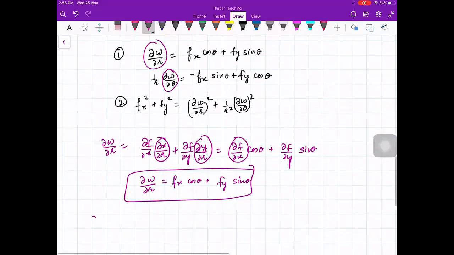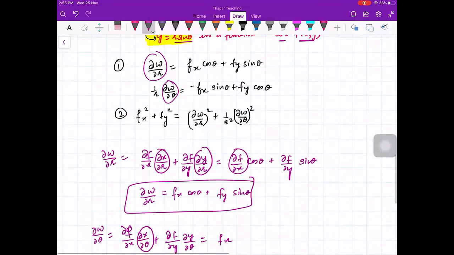Okay. Now you have to prove curly w by curly theta. So curly w by curly theta will be curly f by curly x times curly x by curly theta plus curly f by curly y times curly y by curly theta. So this is fx. What is curly x by curly theta?